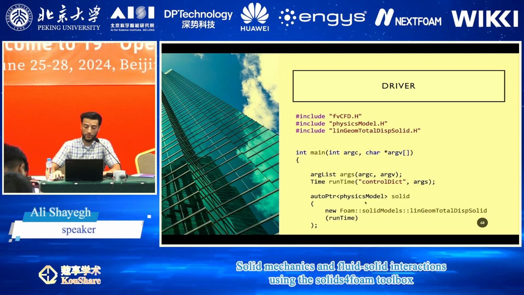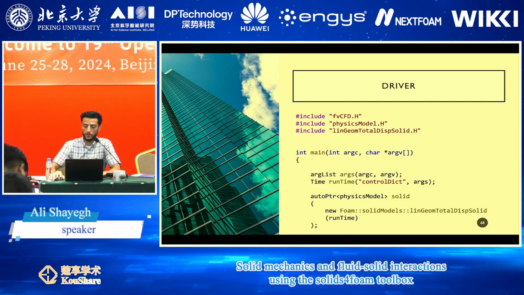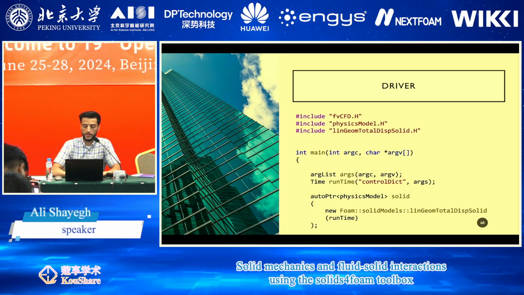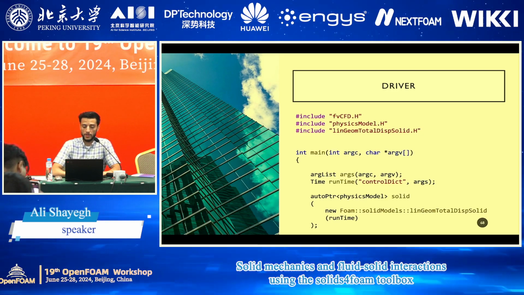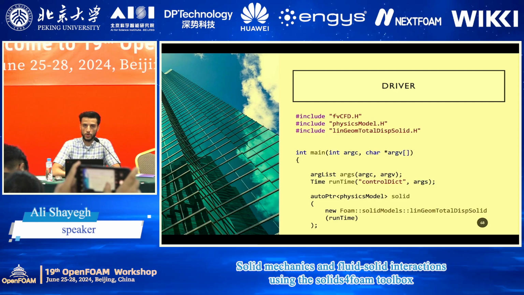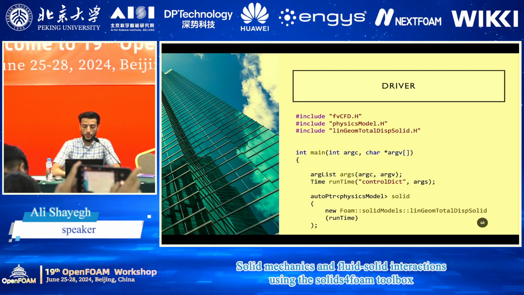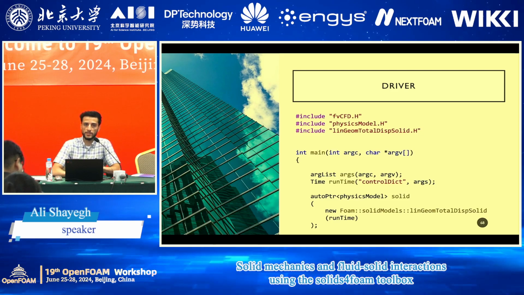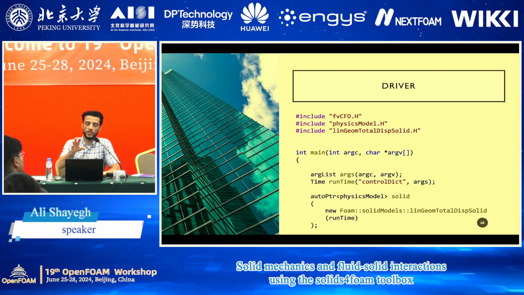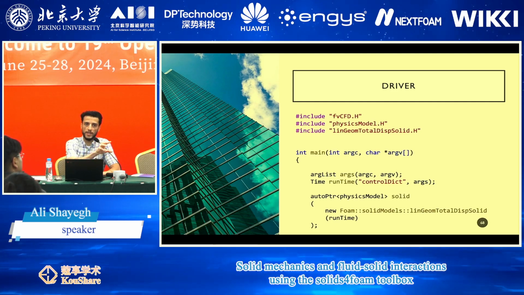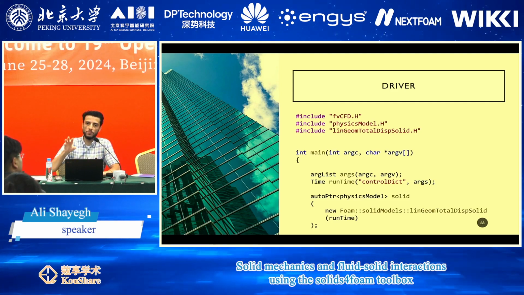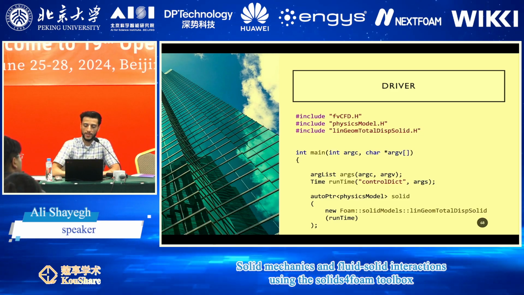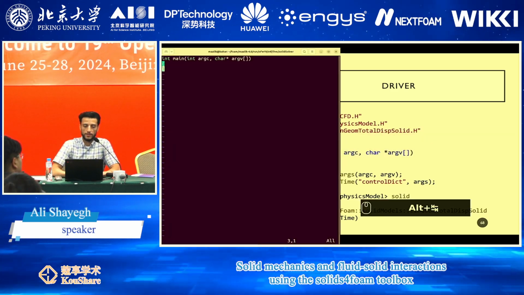Just for your later reference, because we are definitely short of time, and 1 hour is not suitable for delving into all of these concepts. Auto pointers are a class of smart pointers, if you want to have a look at them later. So basically, we are creating an object. Remember that every single student is an object of type student, an object of class student. So you can create models of type auto pointer physics model in solids4foam. That's what I'm going to do.